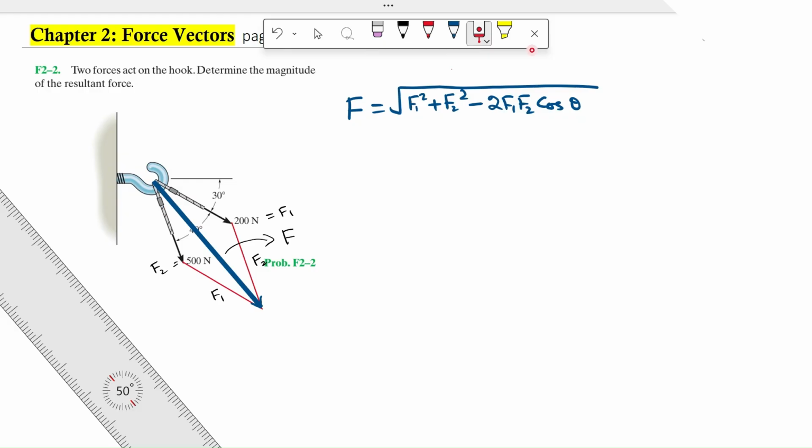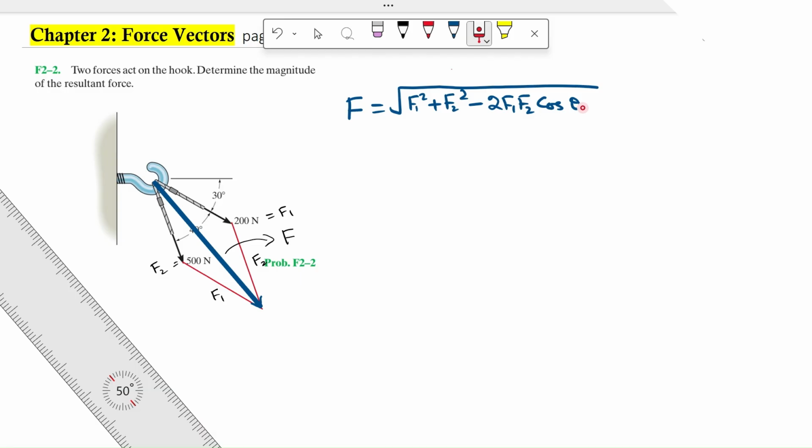So what will be theta? Whether this angle, or this angle. You should remember that we will be finding the resultant force. Whenever you find the resultant force by the cosine law, always remember that the angle theta will be the one opposite to the resultant force. This is my resultant force, and the angle opposite to it is this one in this question. So this will be the theta.